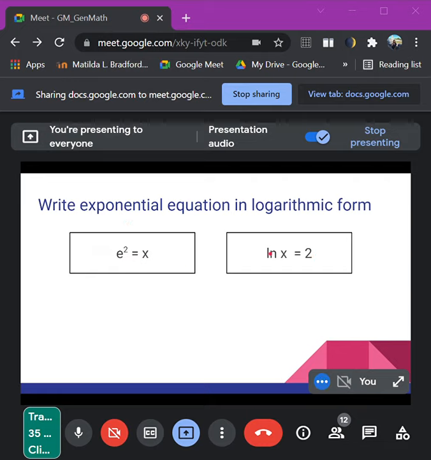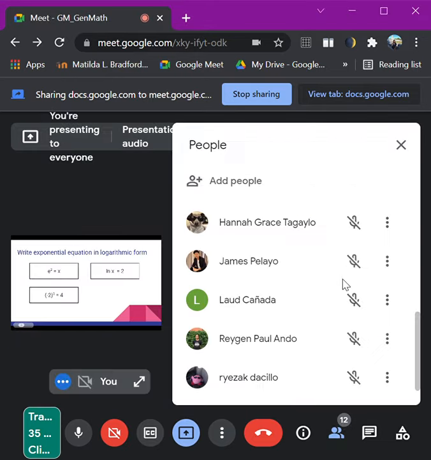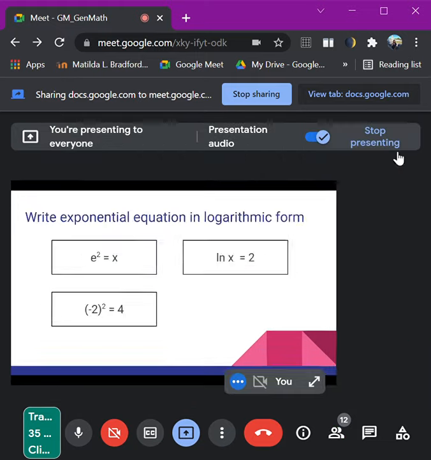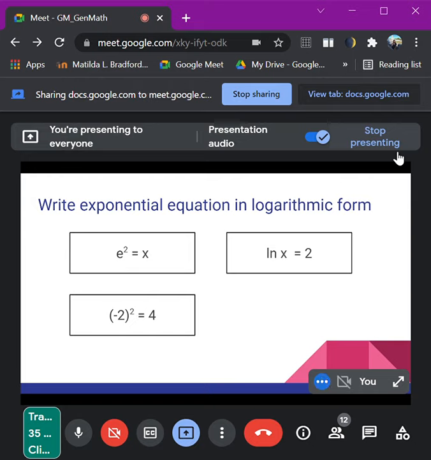Okay. Sige. Let's have our last example class. Negative 2 raised to the power of 2 is equals to 4. What is our logarithmic form? Sige, I will call. Balik-balik rang mag-participate class, pero napod mo yung points. Sige. What is our logarithmic form here? Anyone? Any 2? Any 3? Anybody?